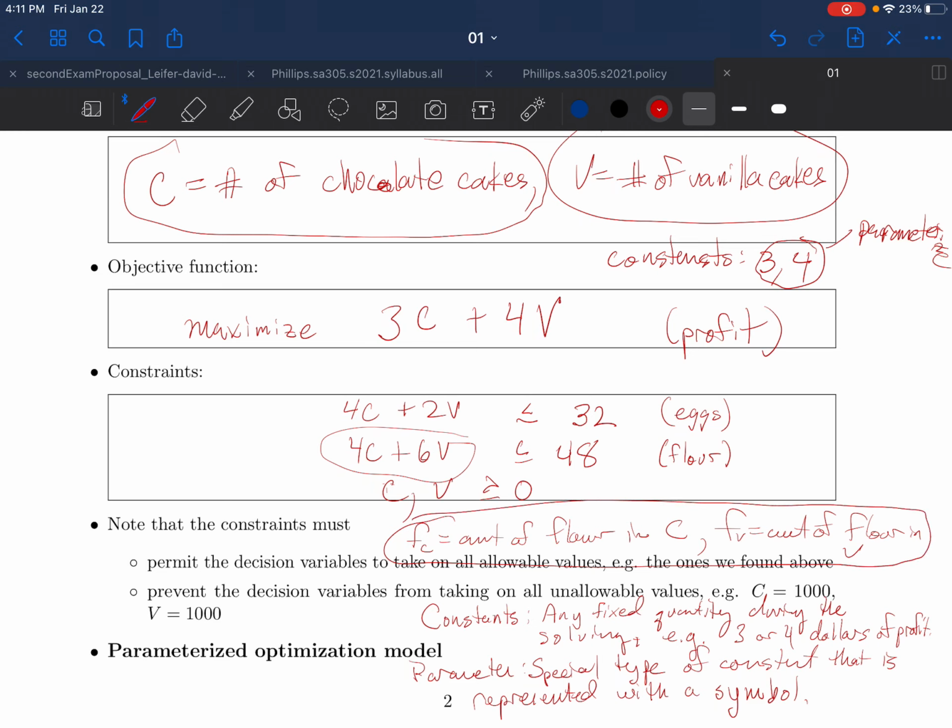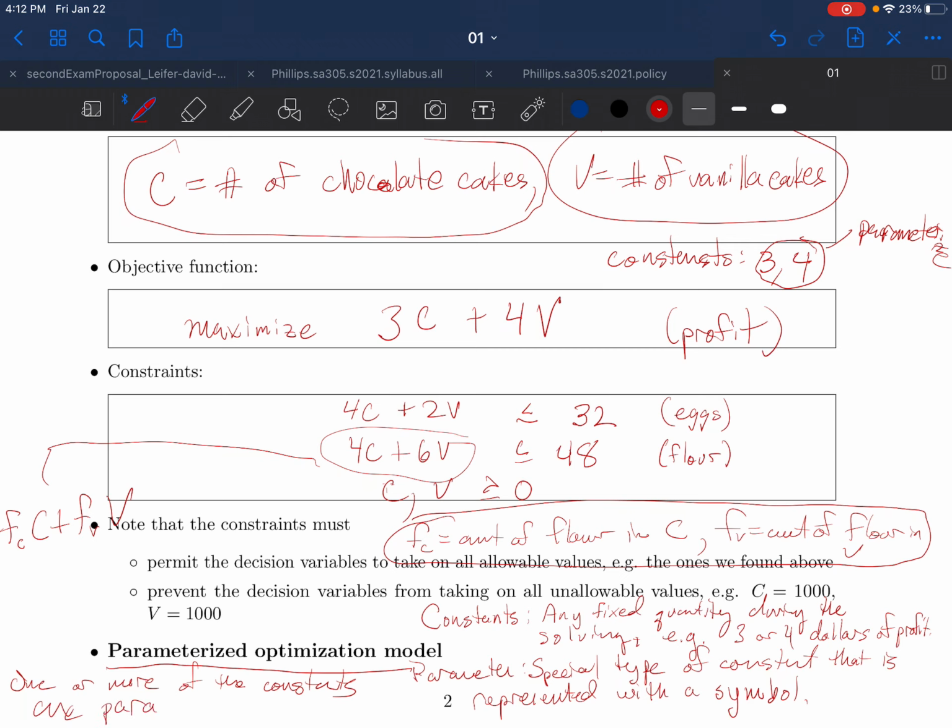Okay, so we would replace this line. It would look like F_C C plus F_V V. And before we were to solve the model, we'd have to understand what the values Farmer Jones decided to use for those. This kind of model would now be called a parameterized optimization model because one or more of the constants are parameters. Okay, so you just need one.